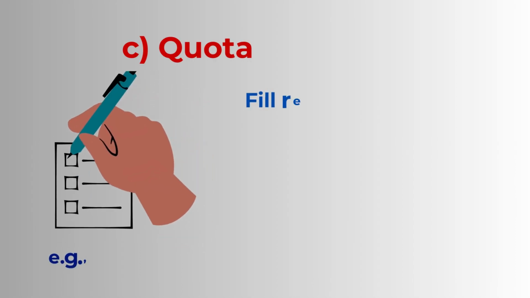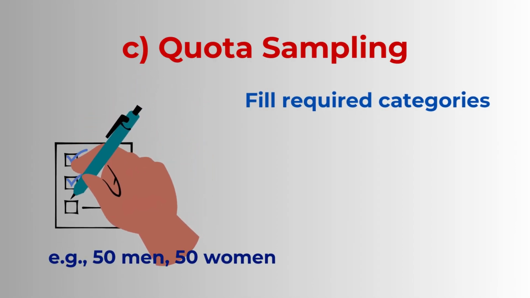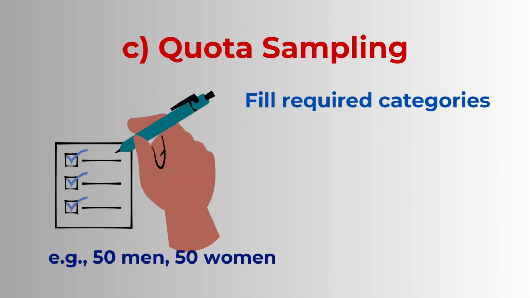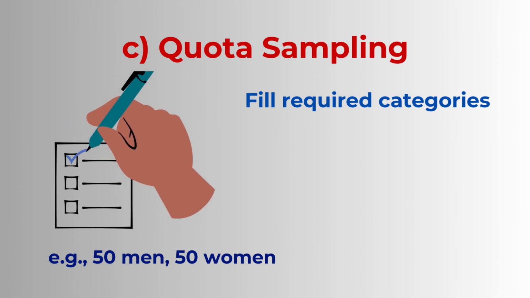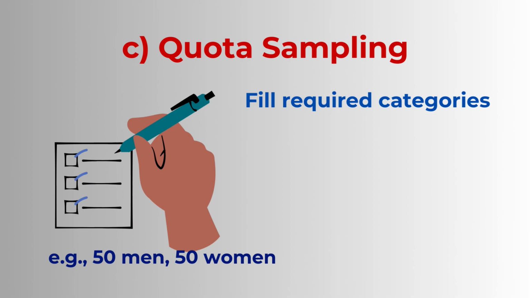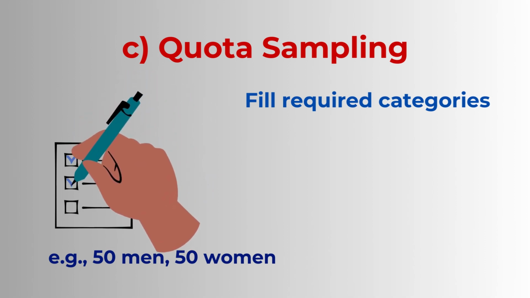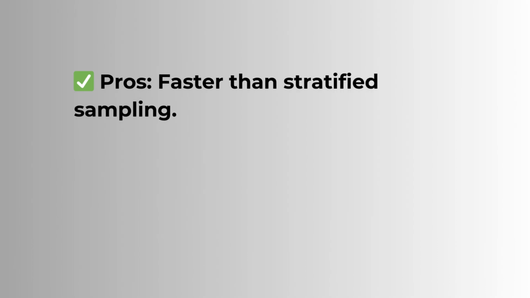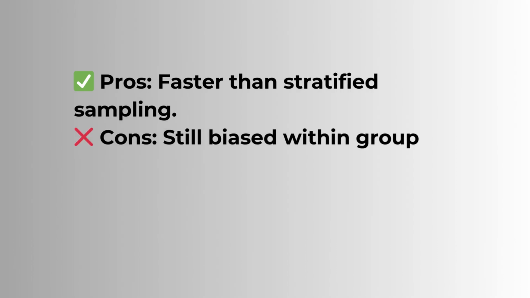In quota sampling, you ensure certain categories are filled, but selection inside those categories is non-random. Example, interviewing 50 men and 50 women at a mall, but choosing whoever is available until the quota is filled. Its pros, it is faster than stratified sampling, and cons, still biased within groups.